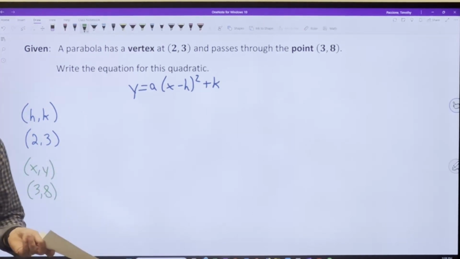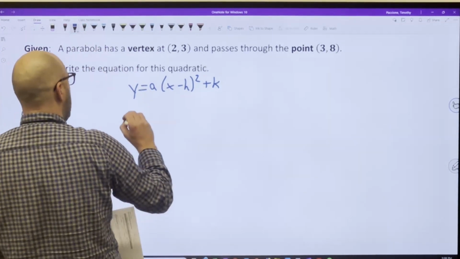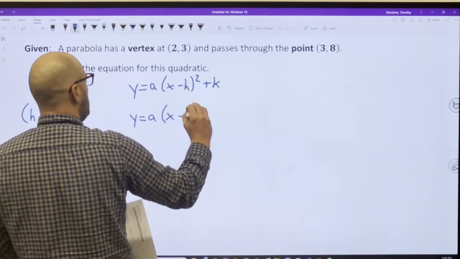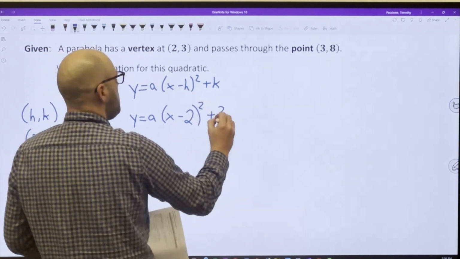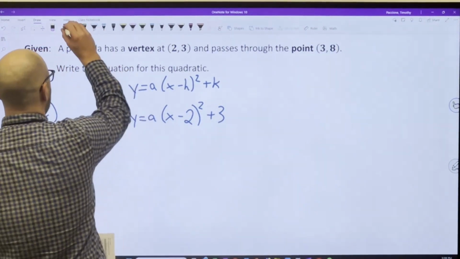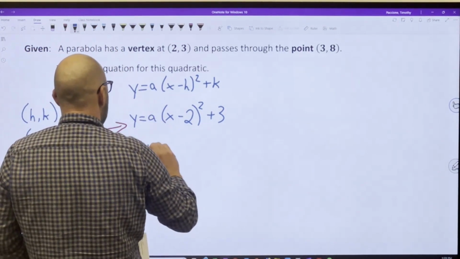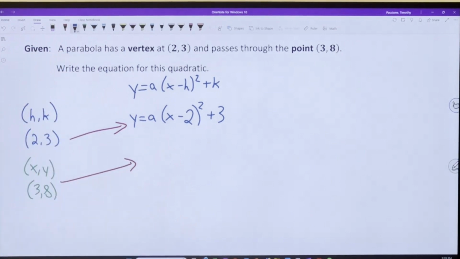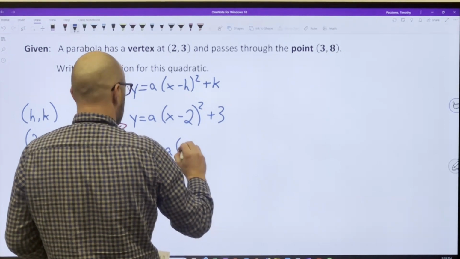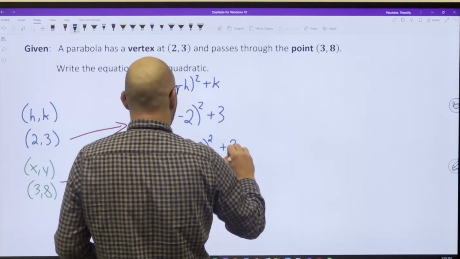If you want to plug them all in right away, you can. Okay, I'm going to do them in separate steps. So first we'll plug in our h and k. So y equals a times (x minus 2) squared plus 3, right? Then we'll plug in our x and y. So that was that step. This is the next step. So I get, what's my y? 8. 8 equals a times (3 minus 2) squared plus 3.